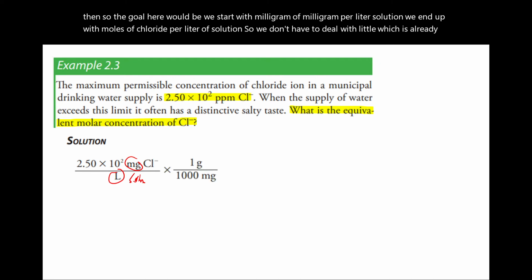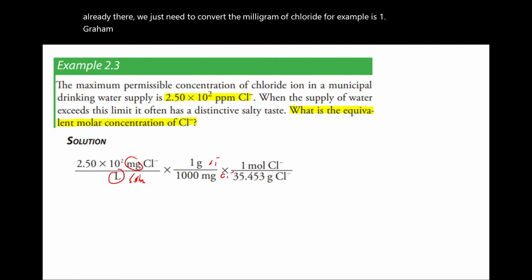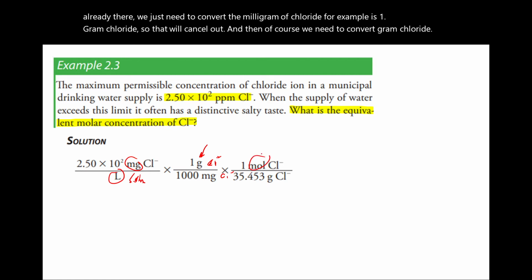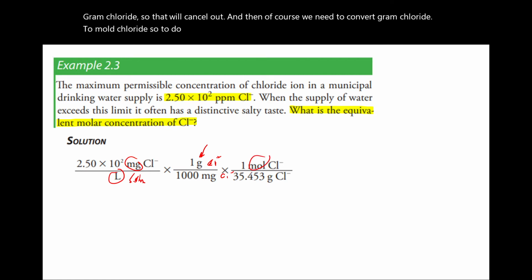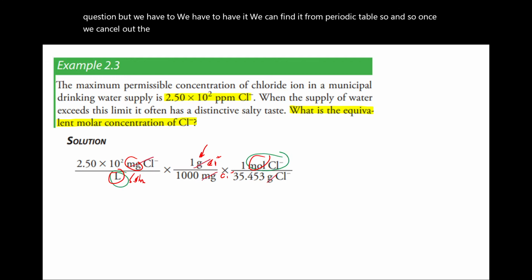We just need to convert the milligram of chloride, for example, to 1 gram chloride, so that will cancel out. And then, of course, we need to convert gram chloride to mole chloride. To do that, we have to use the molar mass of chloride. It is not given in the question, but we have to have it. We can find it from the periodic table also. Once we cancel out the units, we have mole chloride per liter of solution, and then we just do the math.